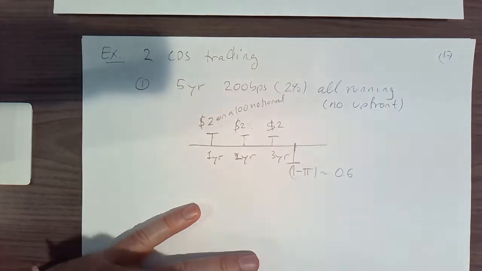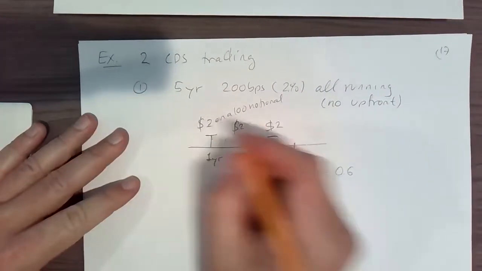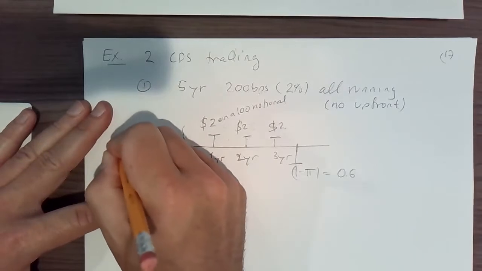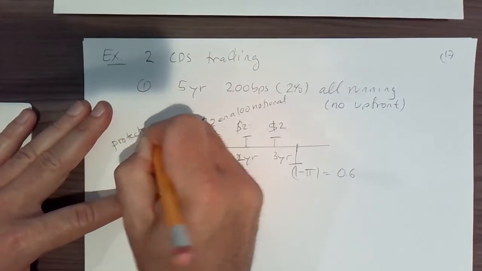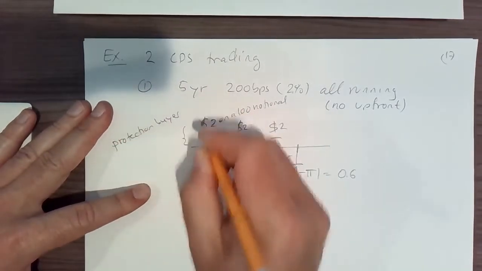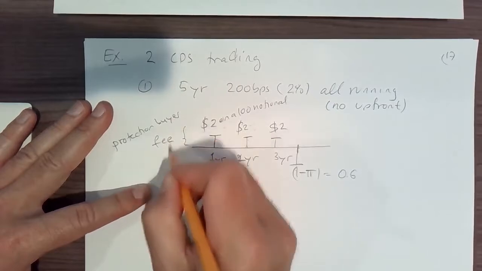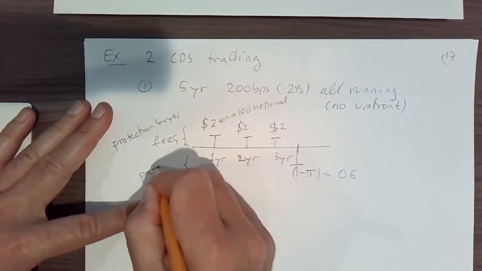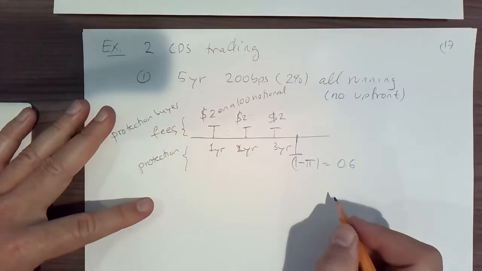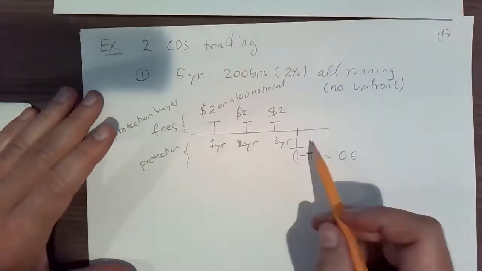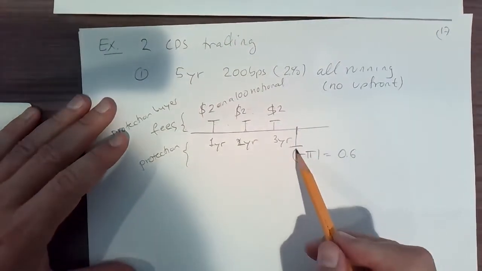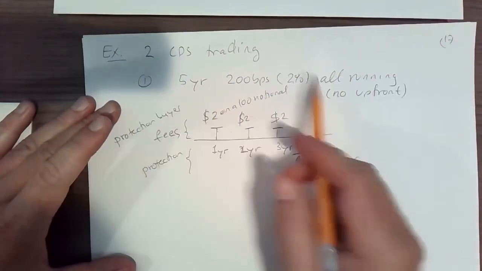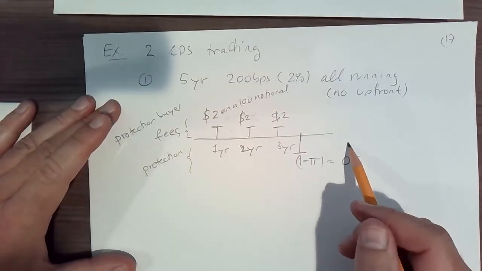So this is payment down here, right? If you are buying protection, these are the fees for a protection buyer. And then what you're getting down here is the protection in case of a default. We don't know if there's a default, but if there is one, then you are getting 1 minus pi. So that's one CDS contract that is trading.